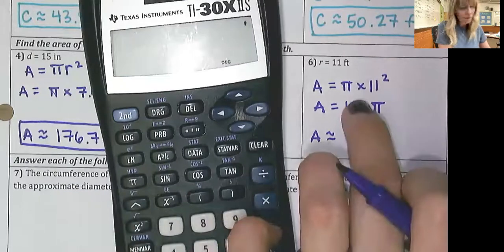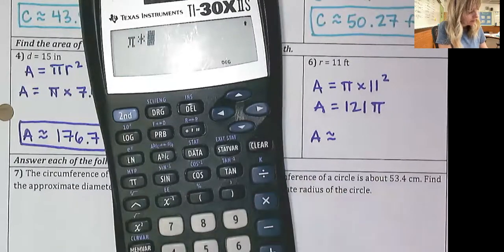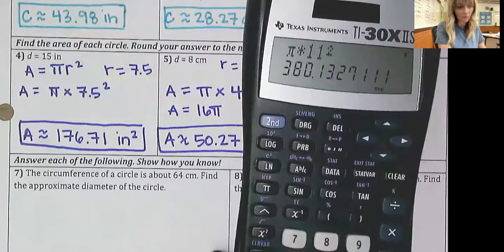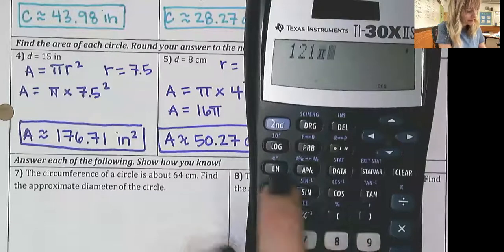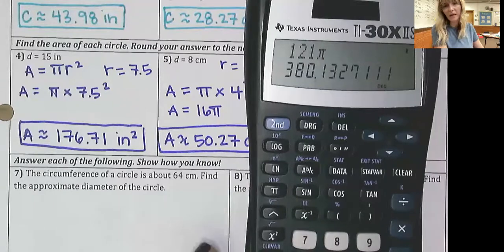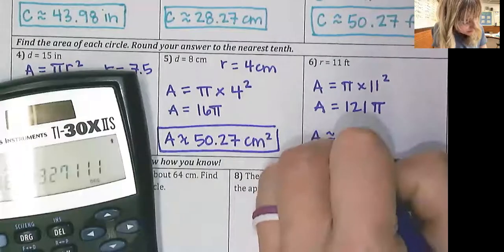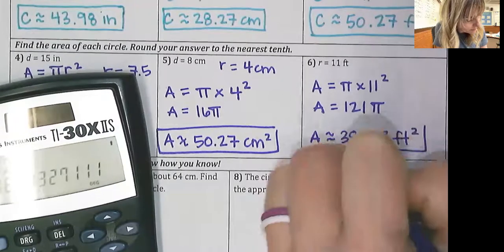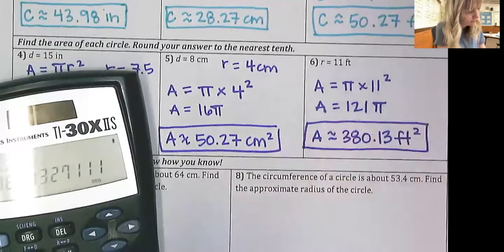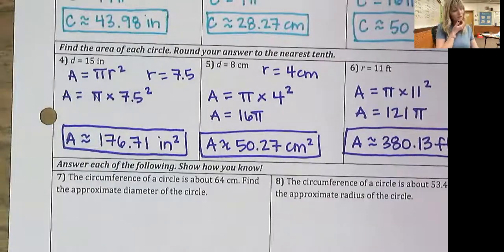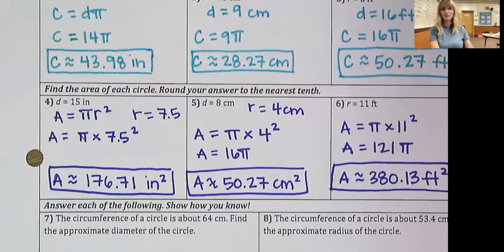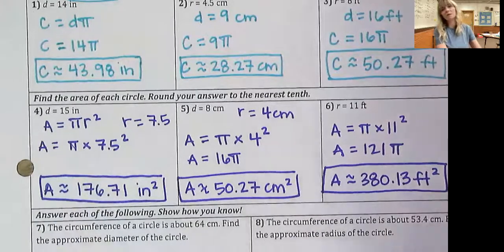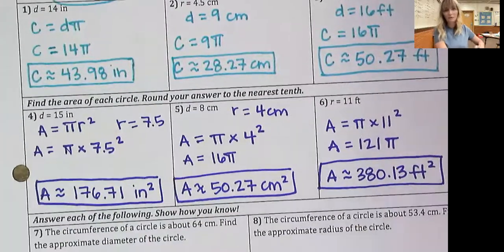You could go right here and type in pi times 11 squared. There's our decimal approximation, or you could type in 121 pi. Same decimal approximation, 380.13, approximately 380.13 feet squared. Okay, so there's just a quick review of how to find the circumference and the area. Again, this part in purple right here, this is what you're going to be doing on your Canvas quiz today. So make sure you're familiar with the area.